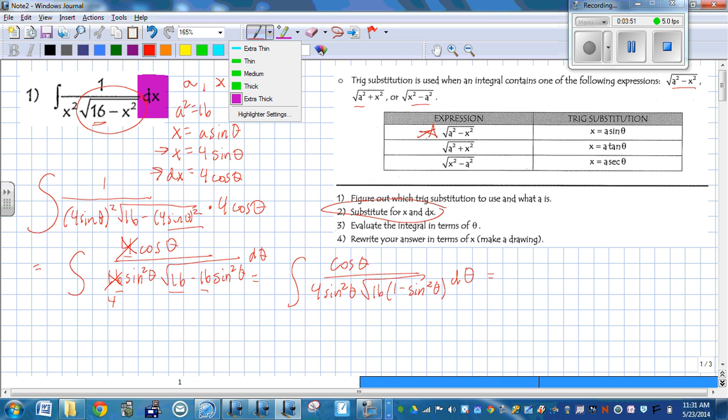Oh, wait, I just want to change my color. Okay, this is happening. Boom.